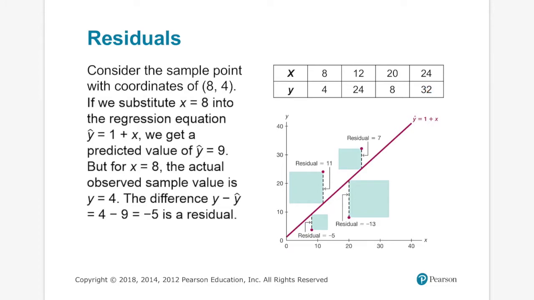So, for example, when x is 8, y is 4 right here. The predicted y when x is 8 is y hat equals 1 plus 8, which is 9. So your residual is 4 minus 9, which is negative 5. And every point will have its own residual.